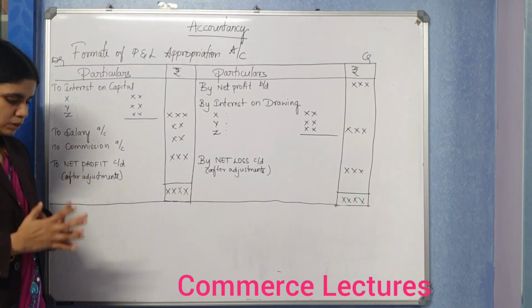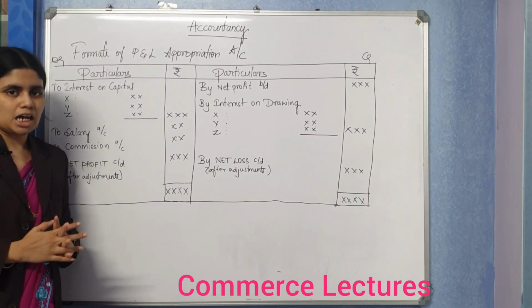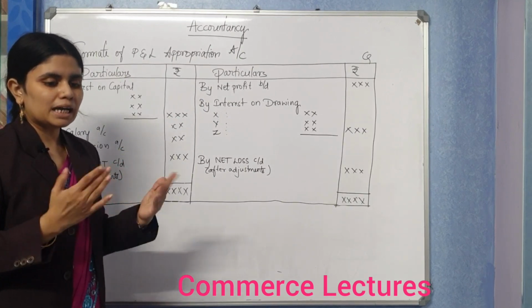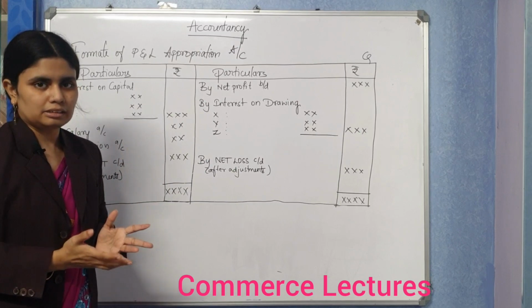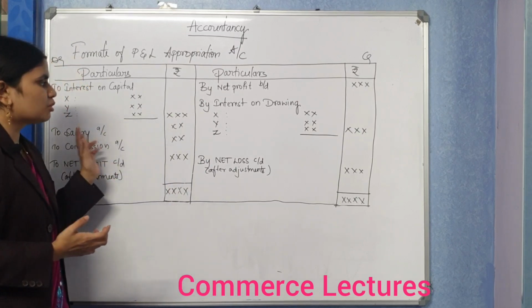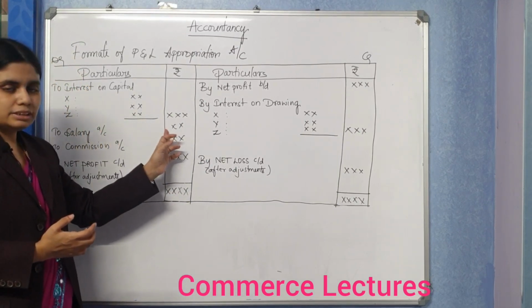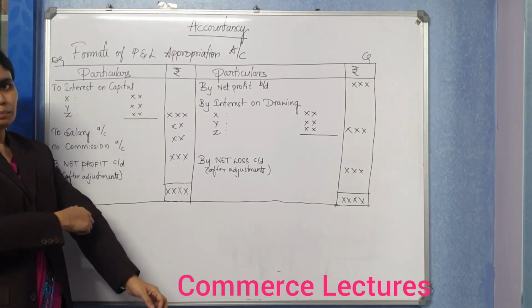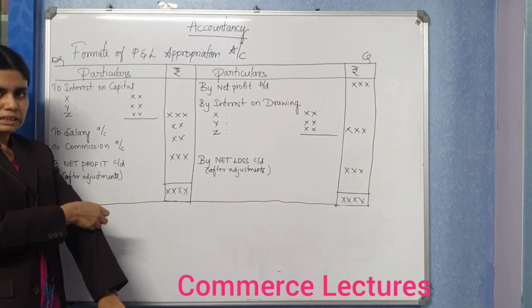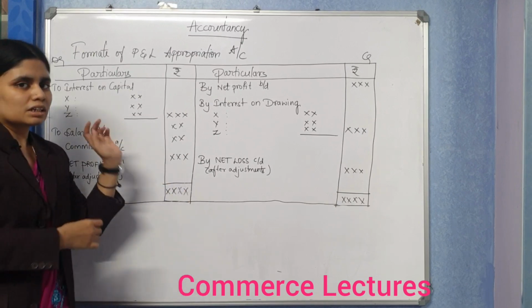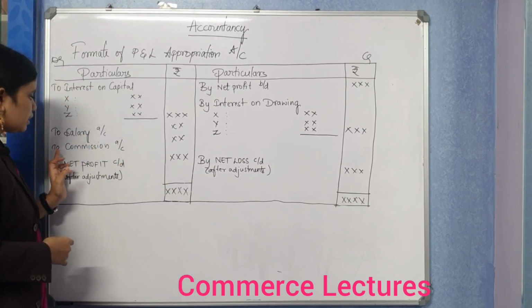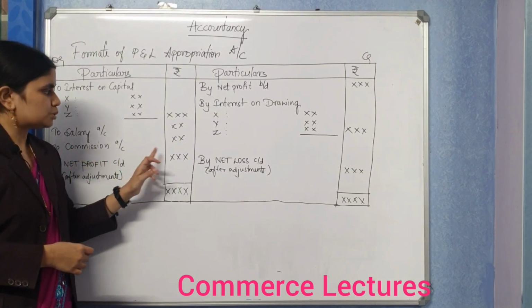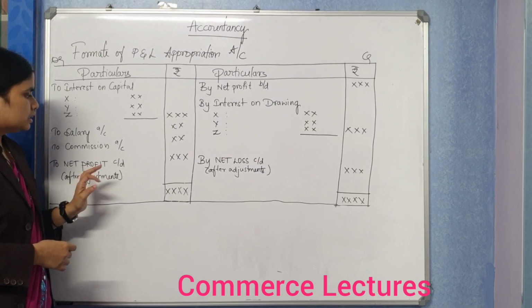Suppose in the problem they have asked for salary per annum. Per annum means they have given it yearly, so that full yearly amount should be entered directly in the outer column. It need not be multiplied by the months, because they have already given it annually. Next is commission, which should be taken on the debit side.